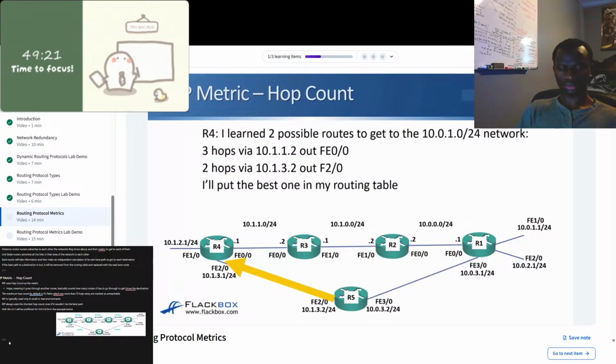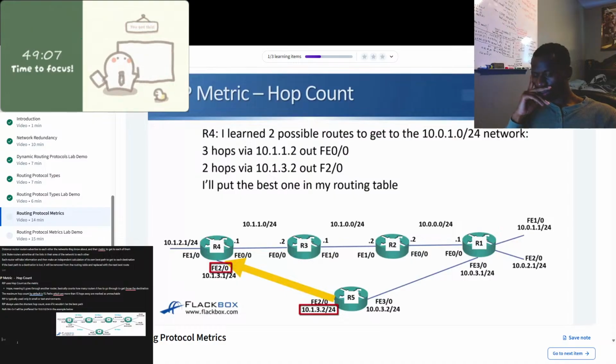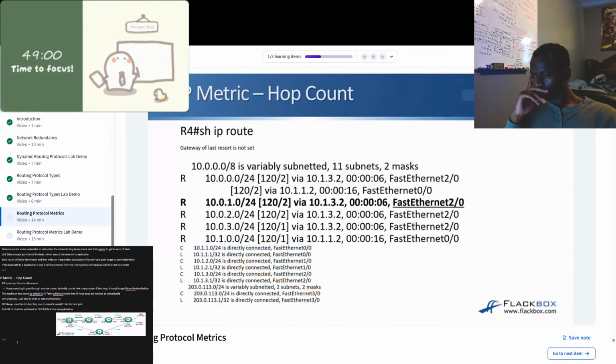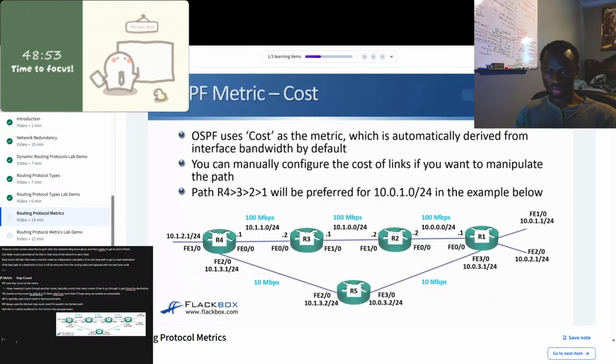So R4, like I just explained, says I learned those two possible routes to get to the 10.0.1.0/24 network. 3 hops via 10.1.1.2 out interface FastEthernet 0/0. 2 hops via 10.1.3.2 out FastEthernet 2/0. And it puts the best one in the routing table, which is via R5. So if we do the show IP route, we see just that one best route via R5 has made it into the routing table.